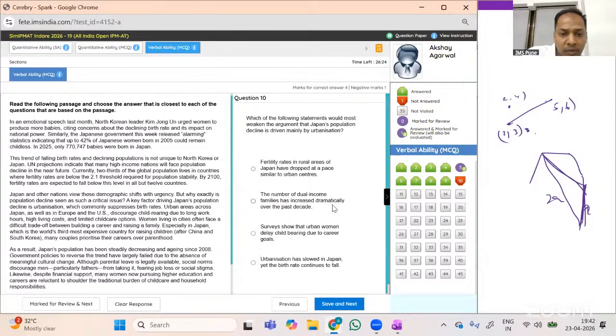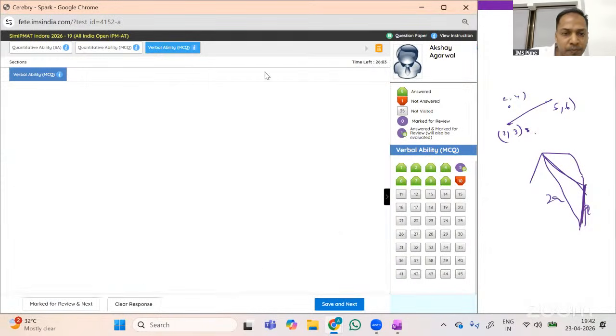The number of rural low-income families has increased dramatically over past decades. Surveys show that urban women delay childbearing due to career goals. Urbanization has slowed in Japan, yet the birth rate continues to fall. Urbanization would have slowed, but urbanization would be the reason. The clear reason is this one. If the fertility rate has dropped in rural areas also, then clearly urbanization could not be the reason.